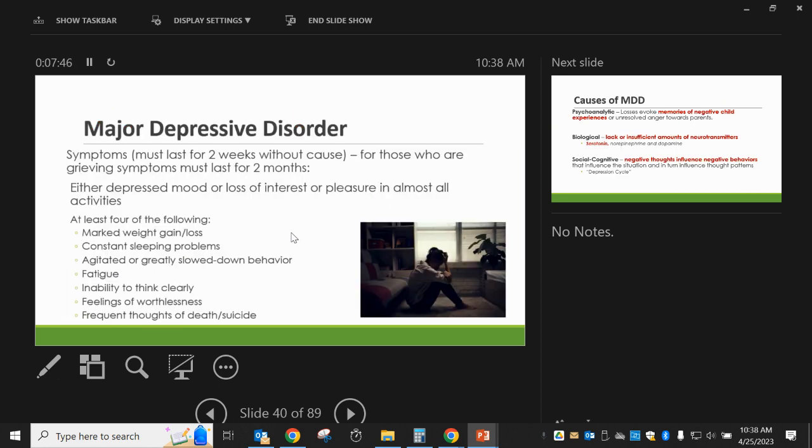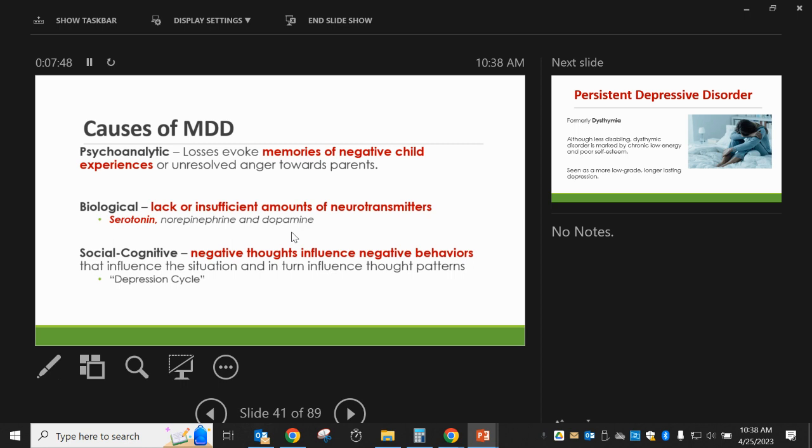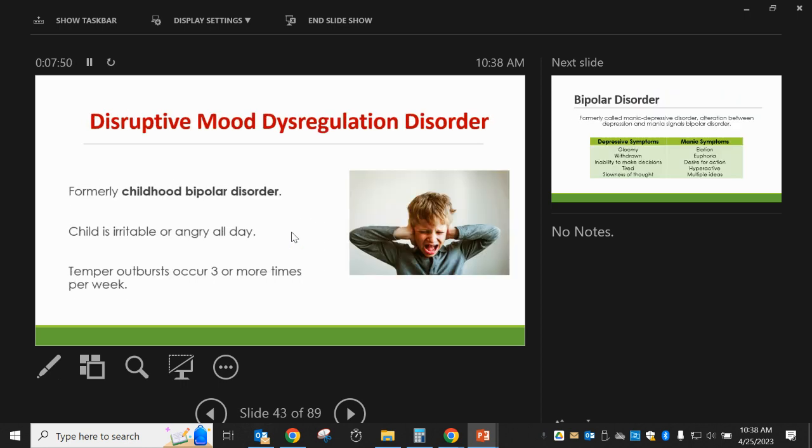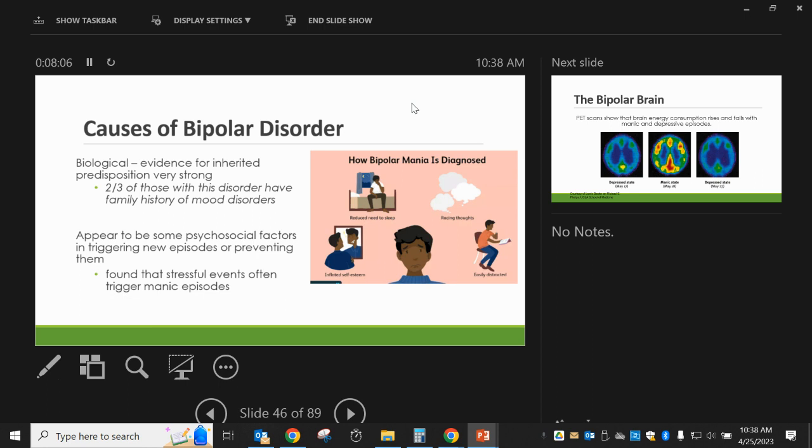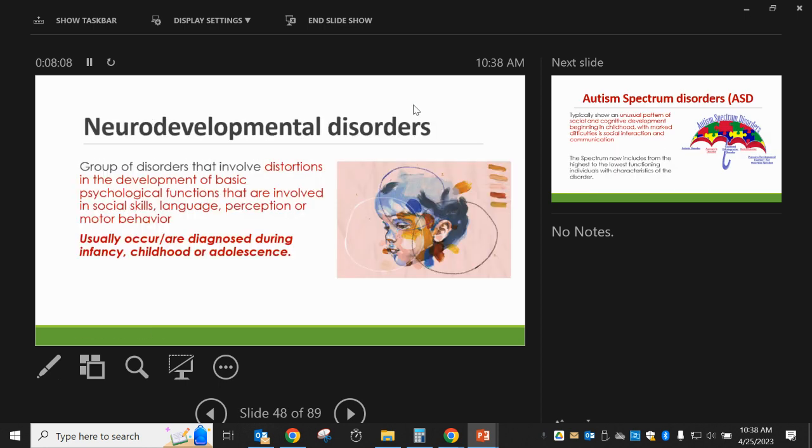Major depressive disorder, I don't think I'm really going to talk about, short on time, and I think you guys know what depression is. Let's see. Bipolar disorder, remember, it goes back and forth between depressive and manic symptoms. Manic is feelings of elation, desire for action, hyperactive, and remember, it becomes a problem because it becomes dysfunctional and irresponsible. Let's see, what else?